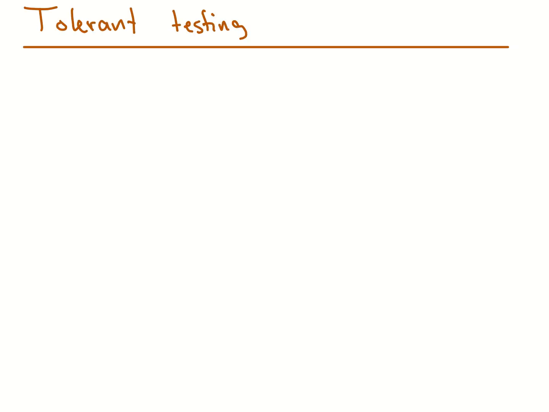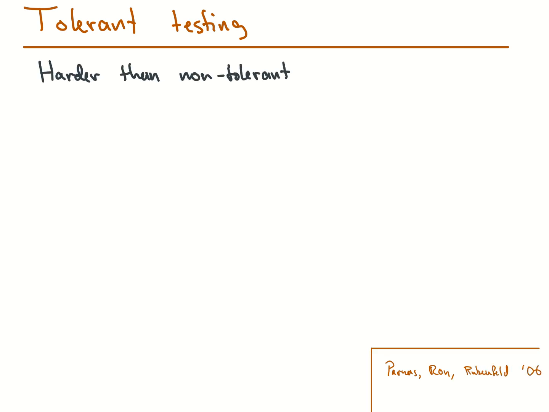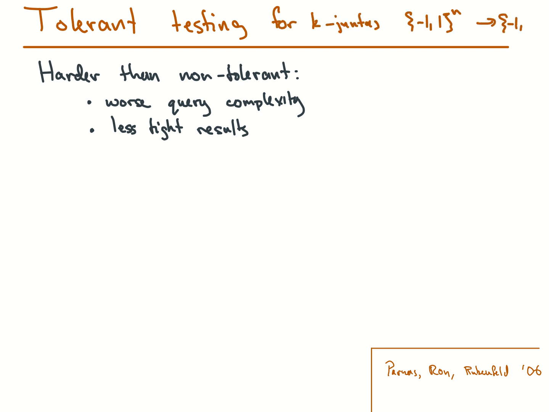Tolerant testing has been studied before, both in junta testing and in other contexts, and it tends to be much harder than non-tolerant testing, both in terms of the query complexity of the known algorithms and in terms of how tight the known results are. It's a bit like how moving to agnostic learning can make things much harder. To explain more the difference between tolerant and non-tolerant testing, let me tell you what's known for the case of testing juntas on the discrete cube.